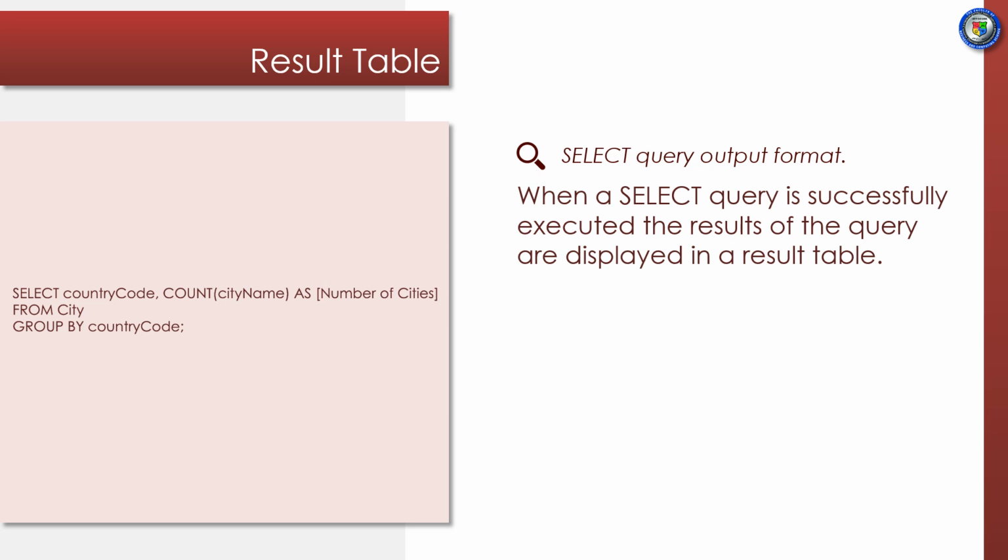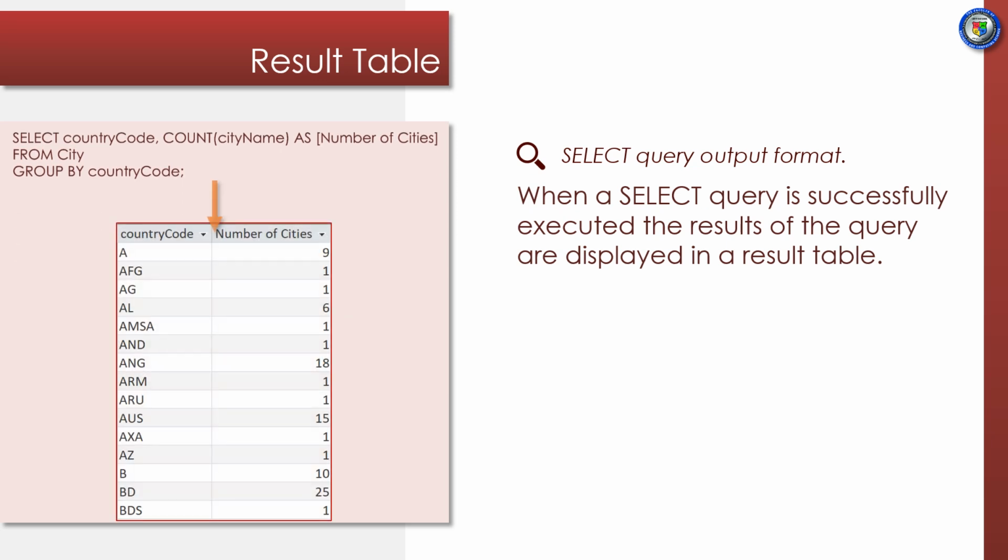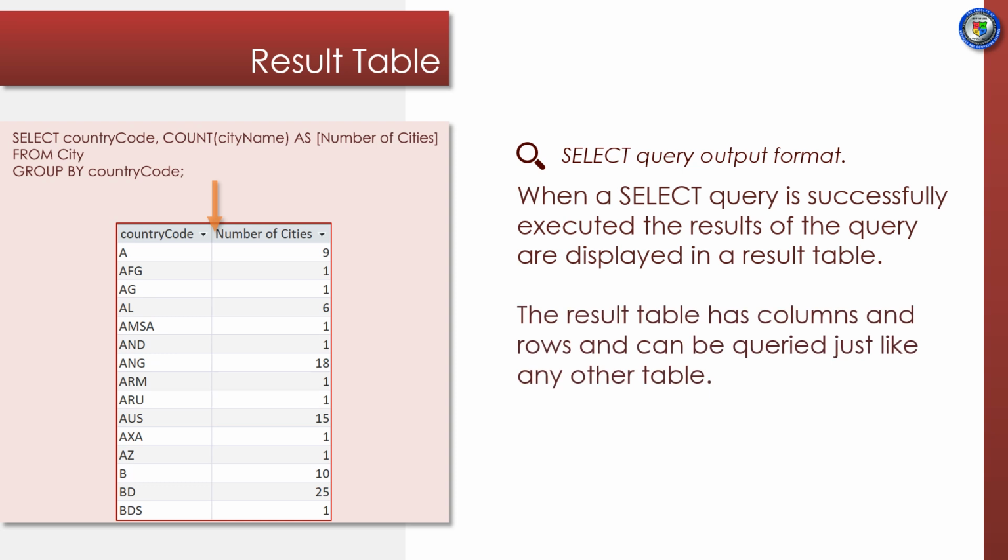When we execute a select query successfully, the results or output are shown in a results table. The results table has columns and rows, and these can be queried just like any other table. So therefore, this results table can also be queried.